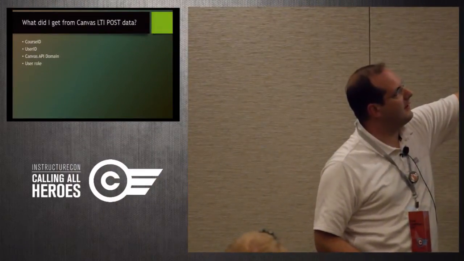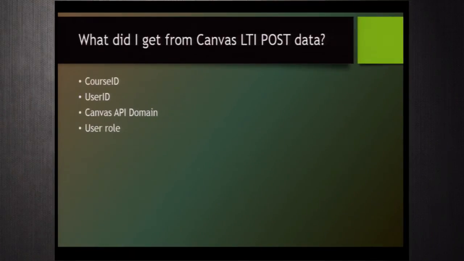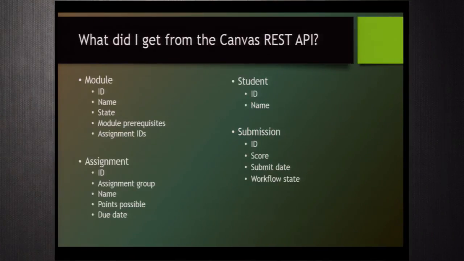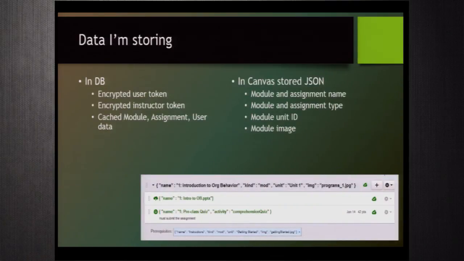From the post data, I'm getting the course ID, user ID, and the domain for the API, and I'm getting the user's role. From the Canvas API, I'm getting all of the data from the module, from the assignment, from the students, and the submissions that the students have given in the past. I'm storing in the database an encrypted user token, an encrypted instructor token, and I've cached all of those modules and things so that it loads faster.